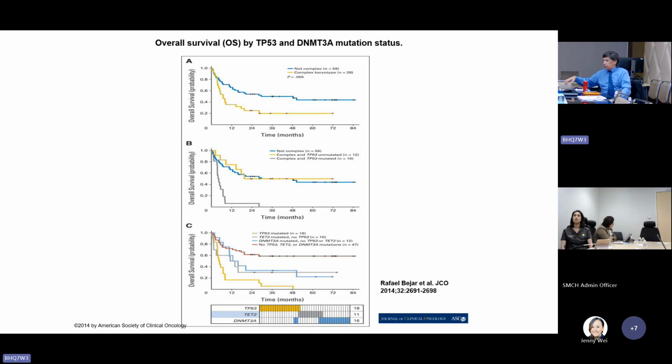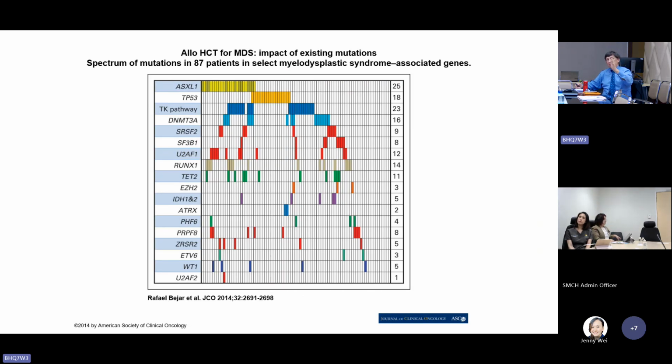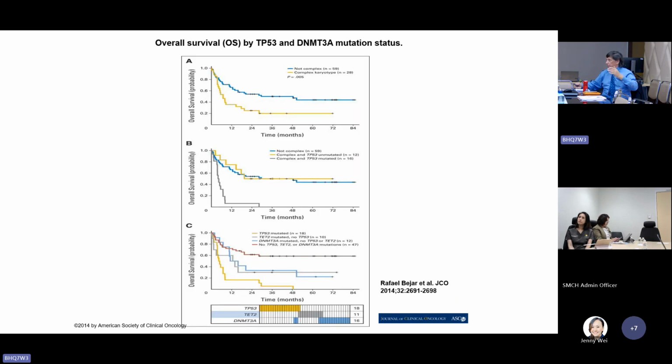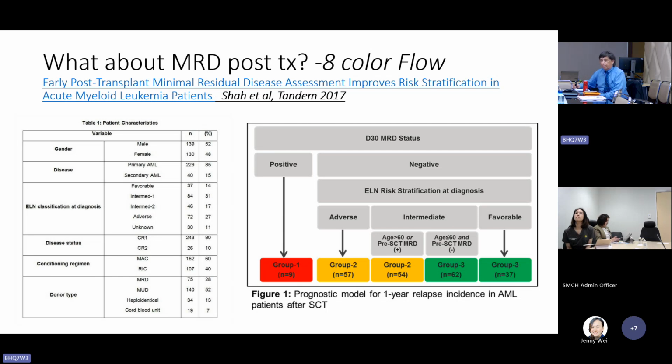This is the paper that people now use to say, why waste your time transplanting patients if they have P53 complex cytogenetic myelodysplasia? Because they're very likely not to have any benefit. On the other hand, if they have DNMT3 mutated or TET2 mutated, there was really no negative impact. So again, this tells us something important, that the mutations that we can see are not all equal. Some are much more predictive of failure and some are not. So this is all pre-transplant.